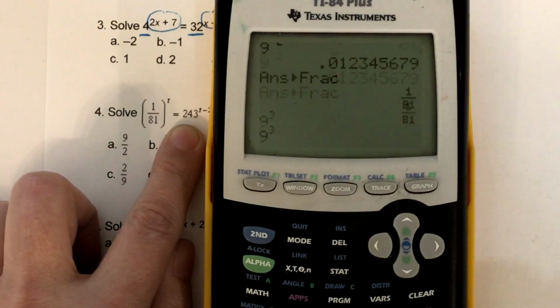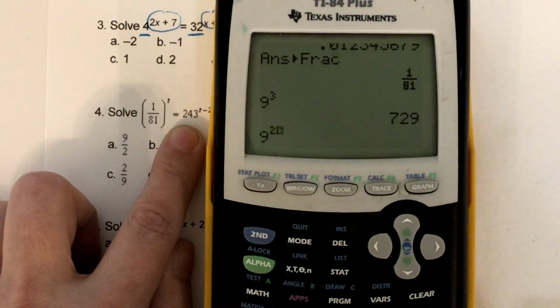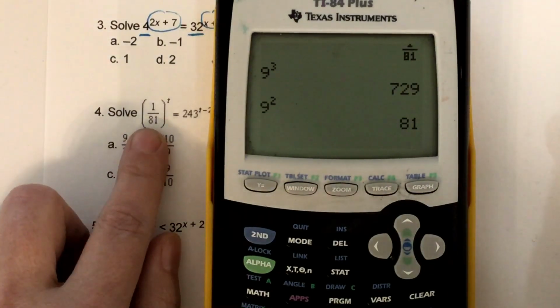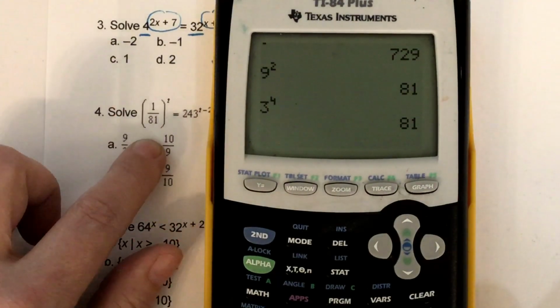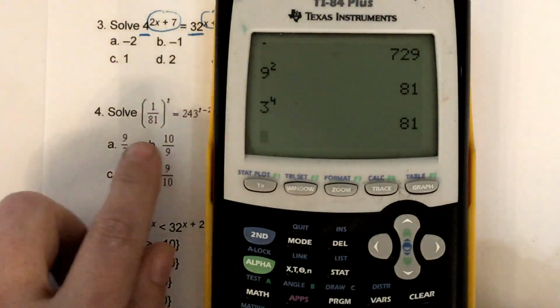So 9 to the third, nope. And 9 squared, we know was too little. Okay, so 9's not going to work. So let's try 3. 3 to the fourth, that's going to make the 81. And to make it a fraction, it'd have to be 3 to the negative 4. So if you see a fraction, you need a negative exponent.